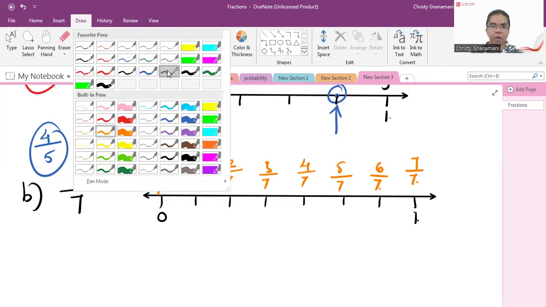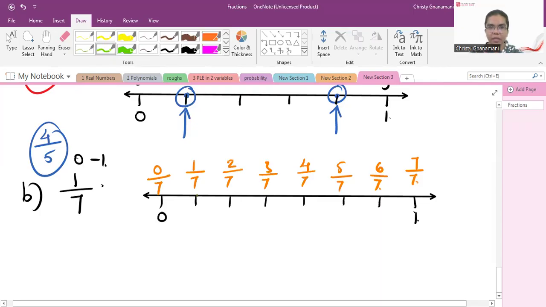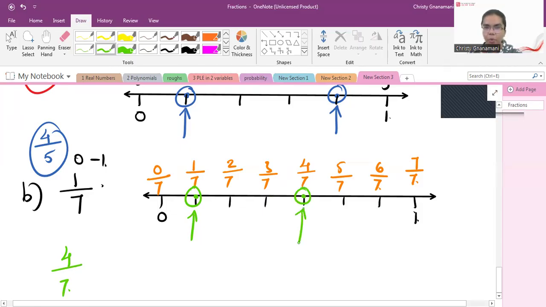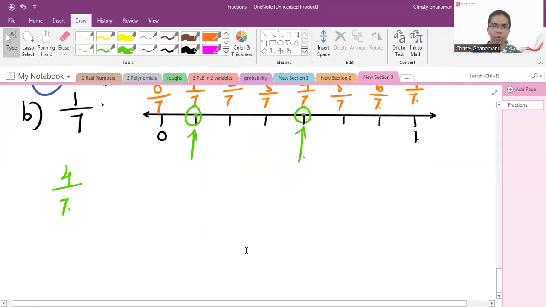And what are you trying to represent? You're trying to represent 1/7. So where is 1/7? It is here. Similarly, here is 4/7. Okay, so this is how we represent proper fractions on the number line. And you can also represent improper fractions, but it's beyond our scope for now. And then let's learn how to add fractions.